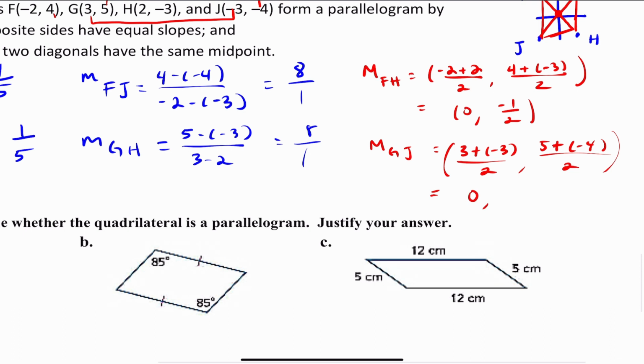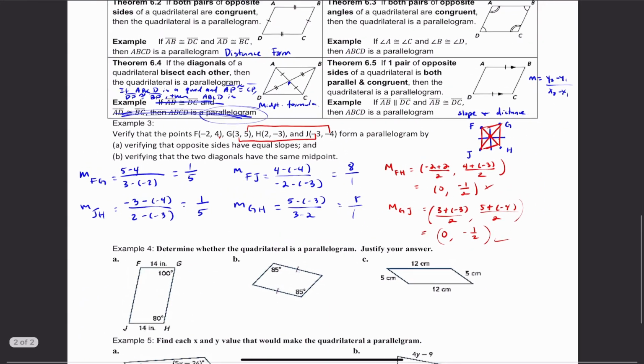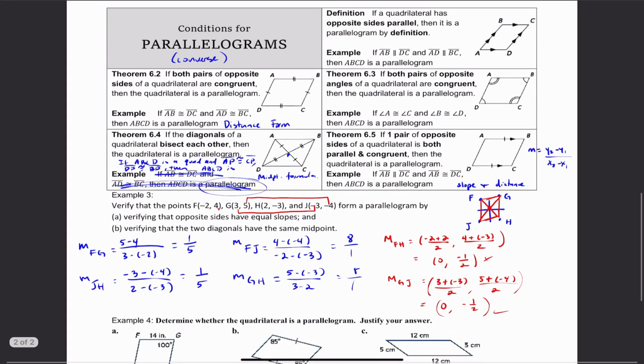So that gives me 0, comma, negative 1 half. So that means that I can see that the opposite sides are parallel, then it is a parallelogram by this definition. And if I were to check one more time to verify the two diagonals have the same midpoint, well, that applies to theorem 6.4. So basically what I'm doing here is I'm verifying using two conditions.